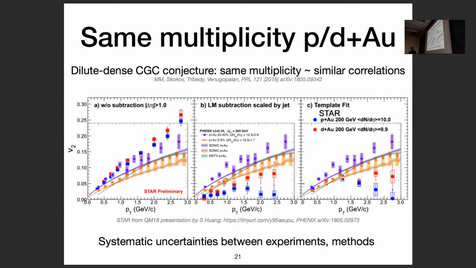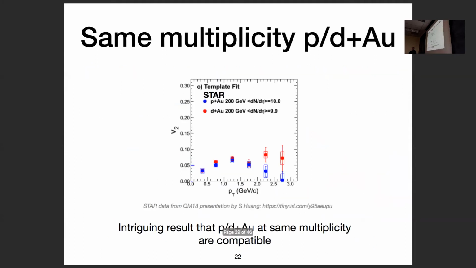Currently, I would say that with this conjecture, one can't make a clear distinction of whether or not it really holds, especially given the systematic uncertainties between the experimental collaborations and even internally in the methods they use. But if one focuses on this STAR template fit, you can see a fairly reasonable agreement between proton-gold and deuteron-gold when looking at the same multiplicity class. So at least I would call this intriguing, and I look forward to a lot more measurements on this system size scan by both collaborations at RHIC.